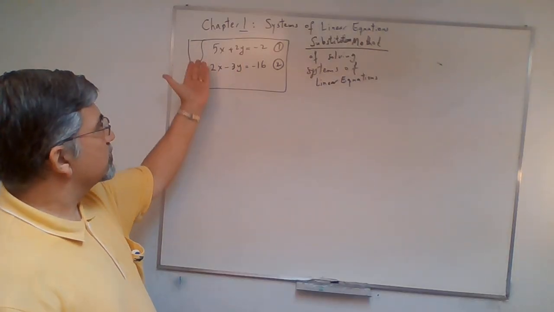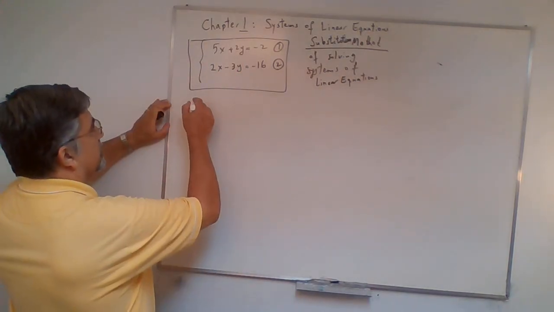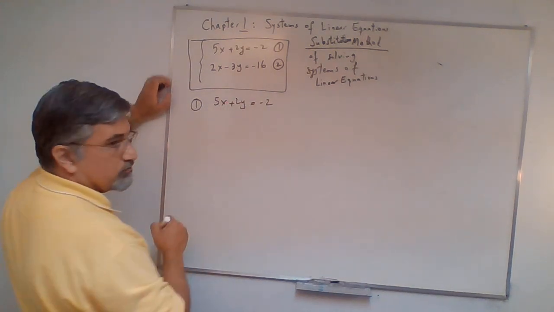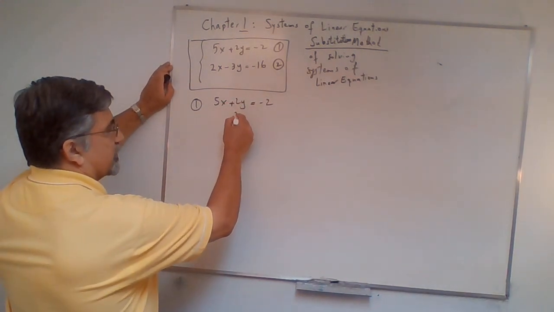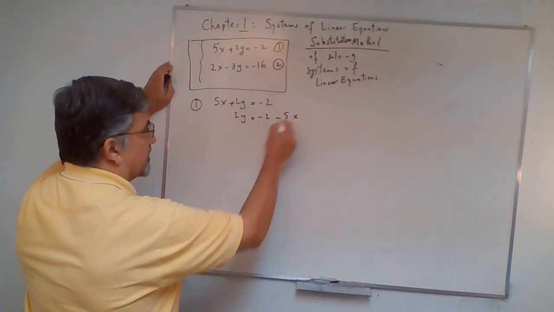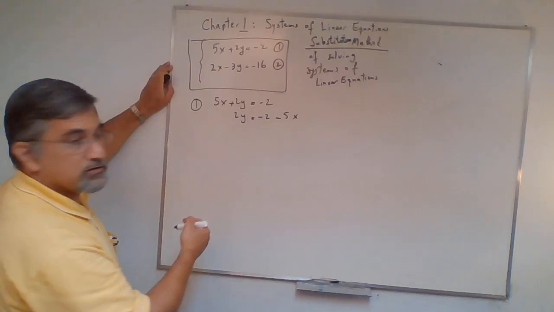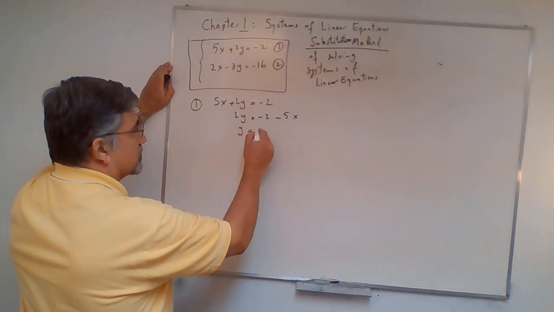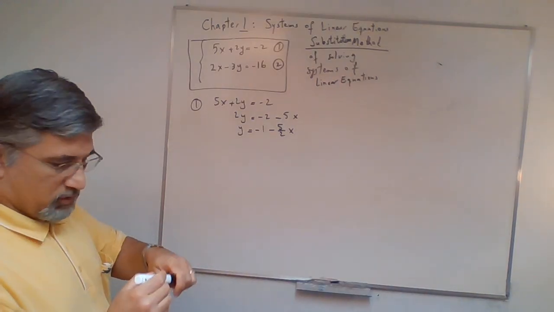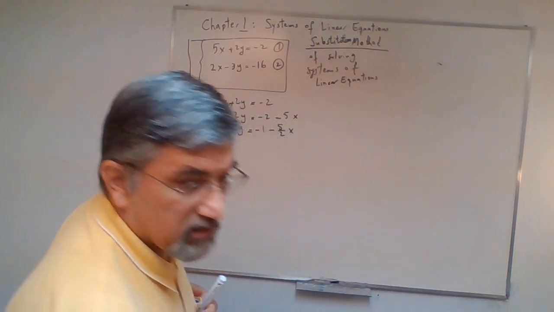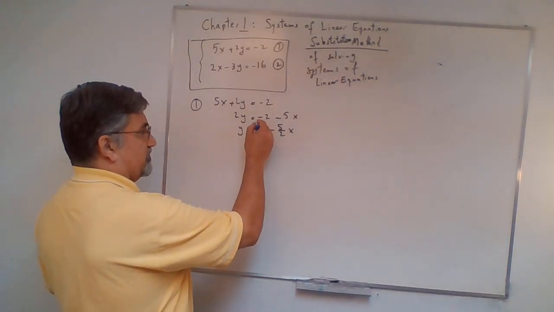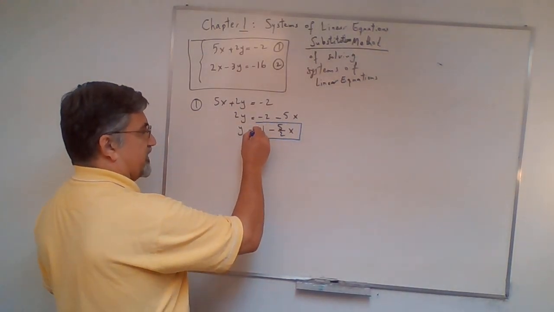I'm going to select the first equation. So I'm going to say 5x plus 2y equals negative 2. I'm going to keep 2y on the left-hand side, and I'm going to transpose 5x to the other side, and then I'm going to divide both sides by 2, so y would equal negative 1 minus 5 over 2 x. So you may say, okay, what did you accomplish so far? Well, what I accomplished is that I found y in terms of x.